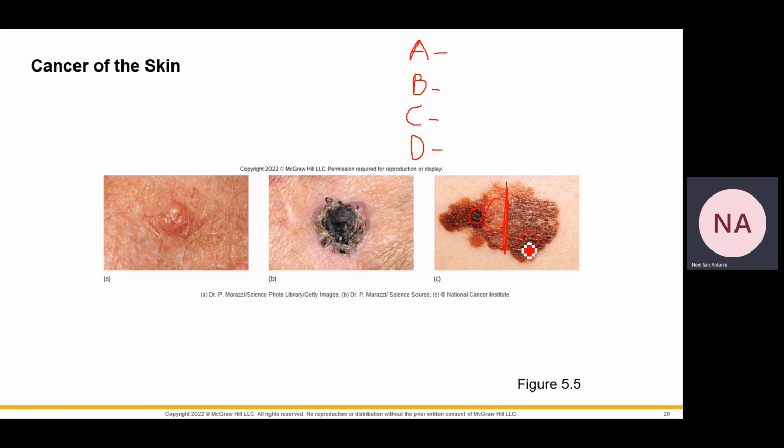And lastly, diameter. If the diameter is greater than the diameter of a pencil eraser, a standard pencil eraser, yung mongol, yun ang sukatan doon, it most probably is a malignant melanoma. So tandaan niyo yung acronym na ABCD as devised by the American Cancer Society.